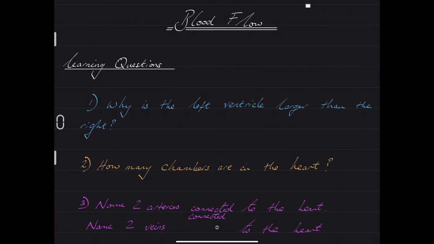So the first question is, why is the left ventricle larger than the right? You don't need to write the questions out, but I would like you to write in full sentences, and could you number your questions accordingly as well when you upload them back? Question 2. How many chambers are in the heart? Question 3. Name 2 arteries connected to the heart, and then I would like you to name 2 veins that are connected to the heart.